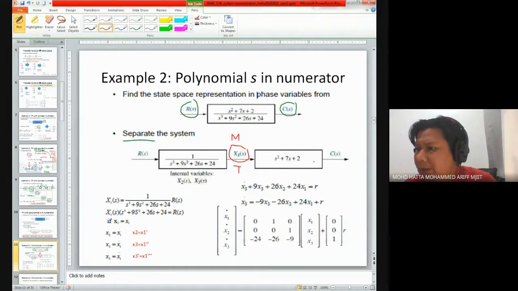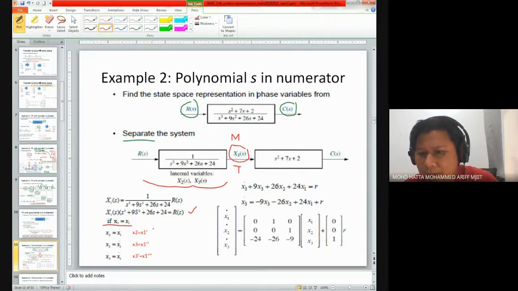All right. Here we have R of s as the input, and the output x1 of s, and this is considered our first block, and we settle this first block first. We solve this one, and again we try to apply cross multiplication. If we do the cross multiplication, we will end up with this equation. We have x1 of s times s cubed plus 9s squared plus 26s plus 24 equals R of s.